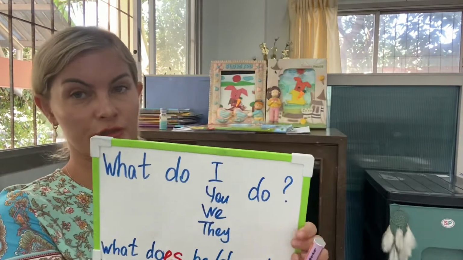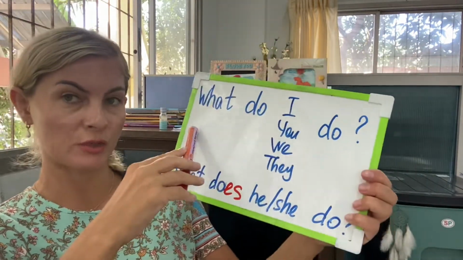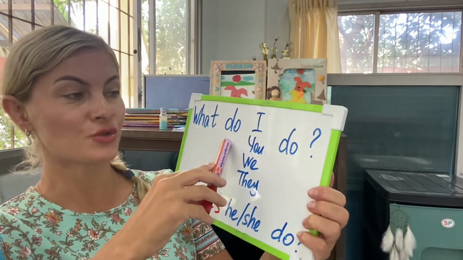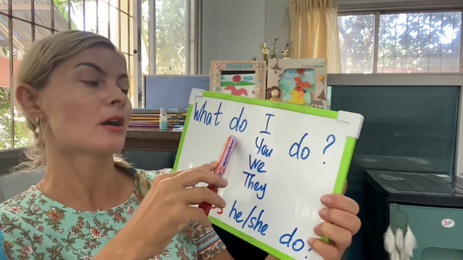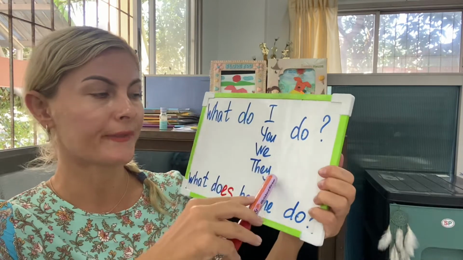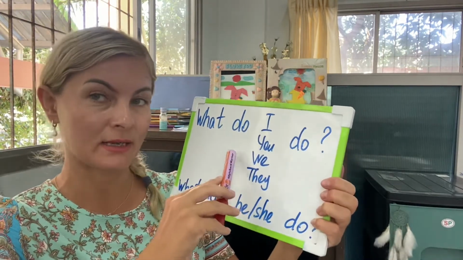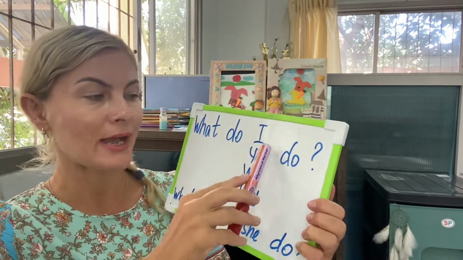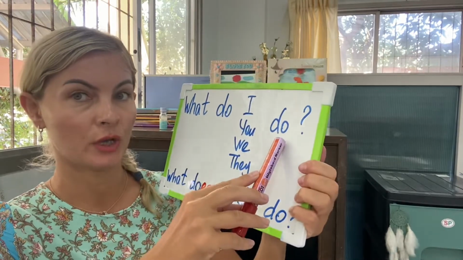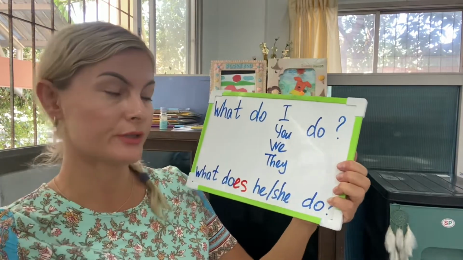And how to make a question in this present simple? This is a special question with the question word what. What do I do? So we use the verb do to make a question. If we are talking about I, you, we, they, with these pronouns we use just the base verb do. What do I do? What do you do? What do we do? What do they do? Okay, what do you do on Halloween? It will be in your text.